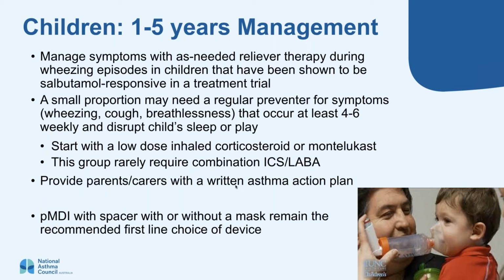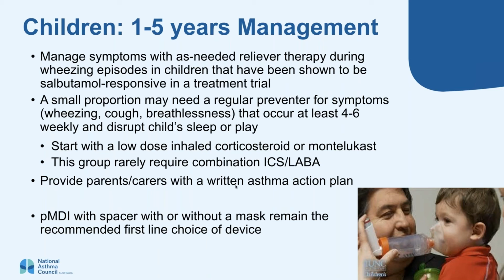A small proportion of children may need a regular preventer for symptoms that occur at least 4 to 6 weekly, and they may disrupt the child's sleep or play. Otherwise, a low-dose inhaled corticosteroid should be considered as the first choice preventer for those with symptoms that are frequent, for example, if they have daytime or nighttime symptoms at least once a week, symptoms that restrict activity or sleep, or a history of flare-ups, for example, if they've required treatment in the emergency department or required a hospital admission.